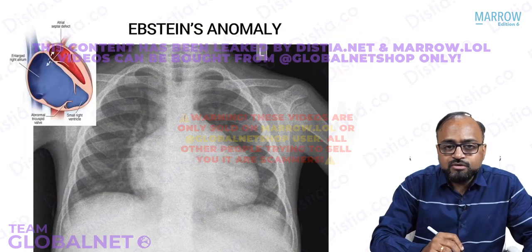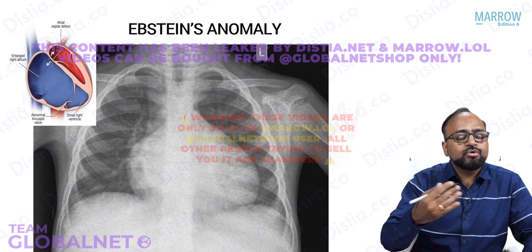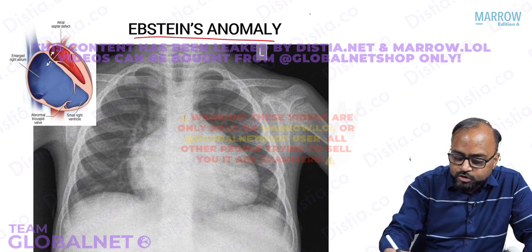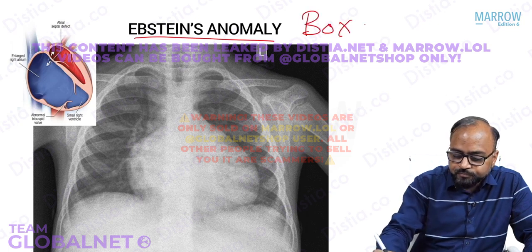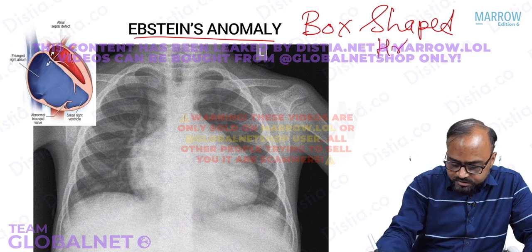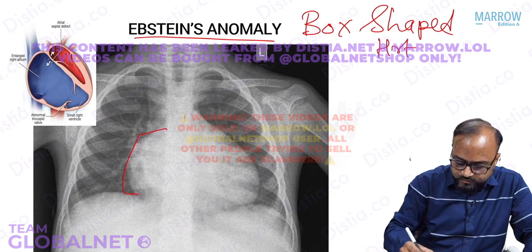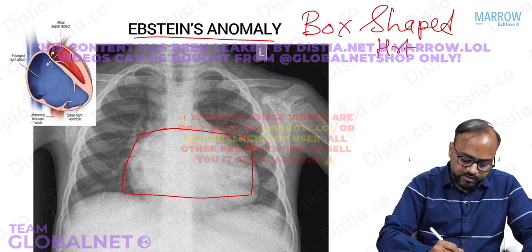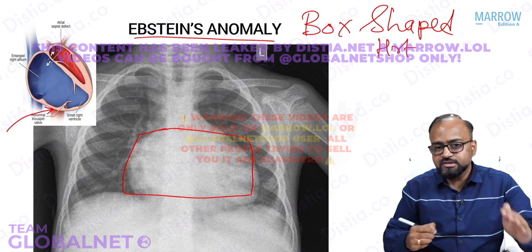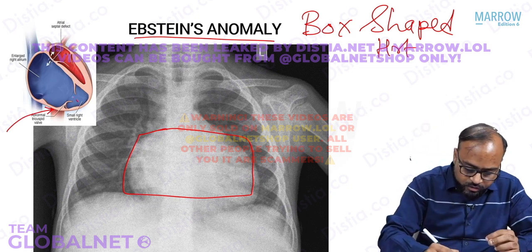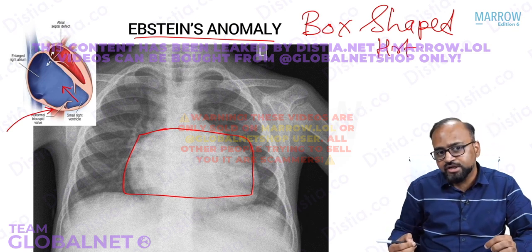Yes. Now another classic appearance of the heart is what is called a box-shaped heart. A box-shaped heart in Epstein's anomaly, right? So this is what gives rise to a typical box-shaped appearance of the heart. That is because the tricuspid valve is inserted more apically. It is also dysplastic. A lot of reflux happens across the tricuspid valve.